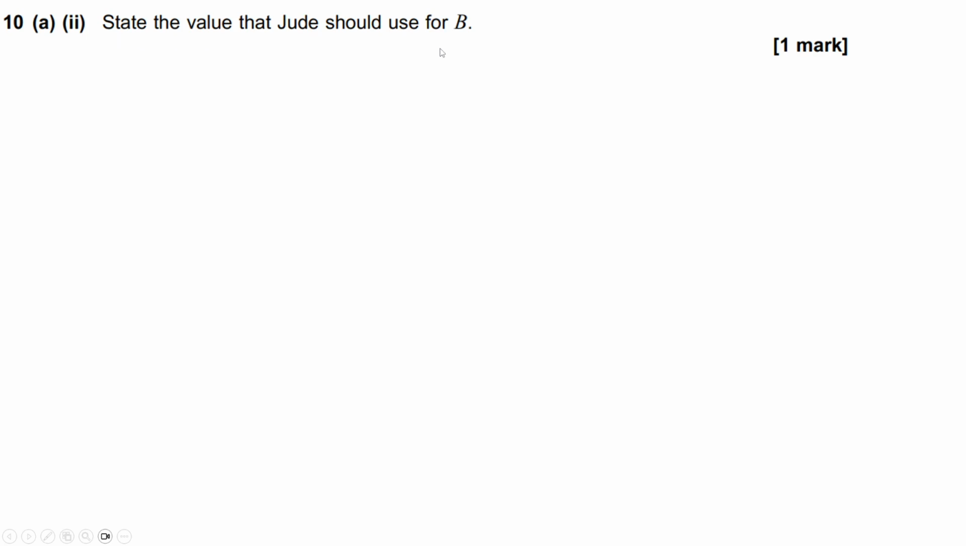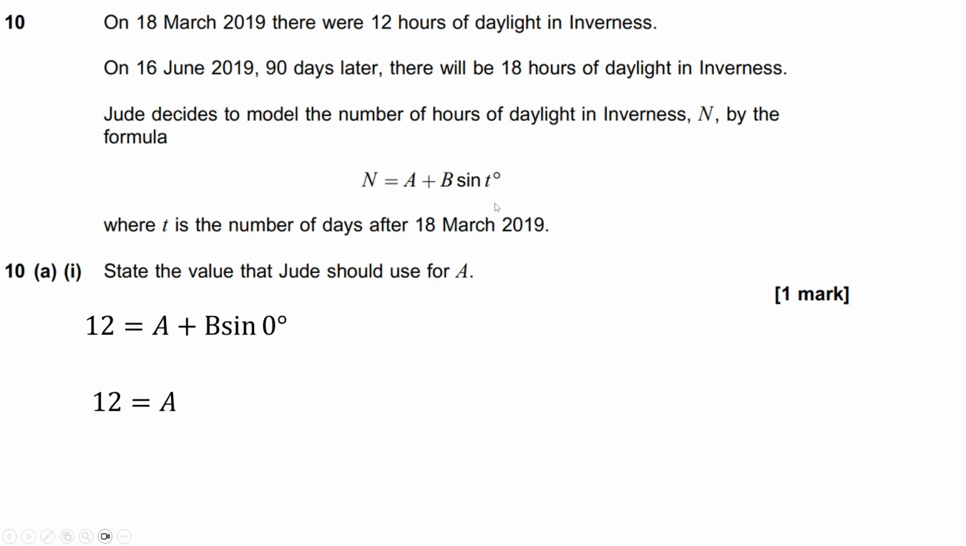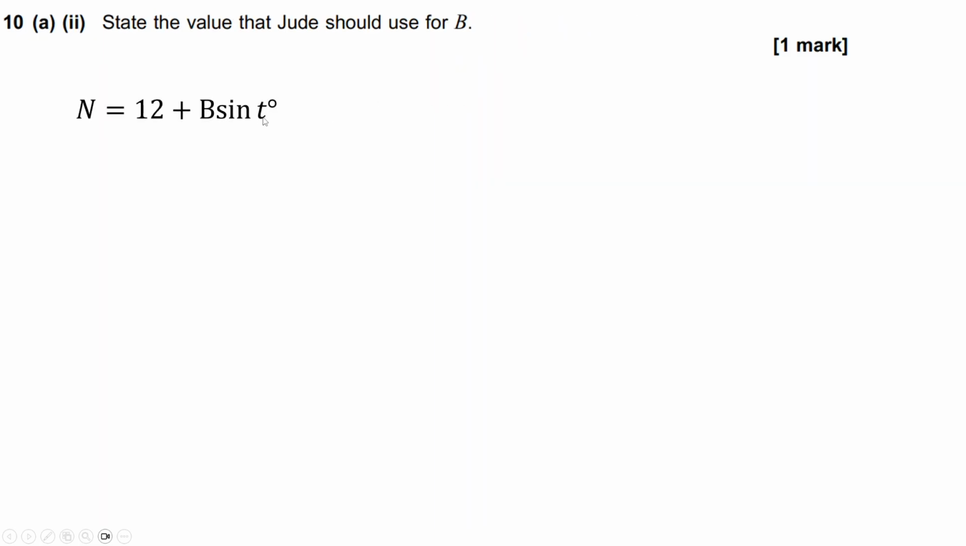State the value that Jude should use for B. We've got A is 12, so just plug that in, and then 90 days later, there's 18 hours. So when T is 90 and H is 18, and then just take away 12 to get 6, and then because this just goes to 1.